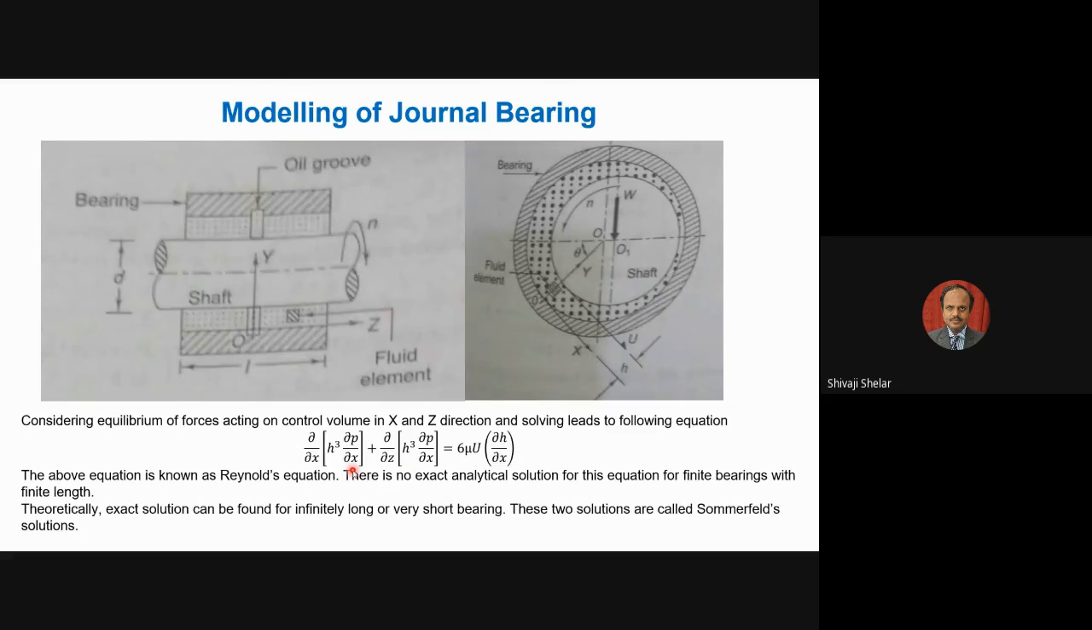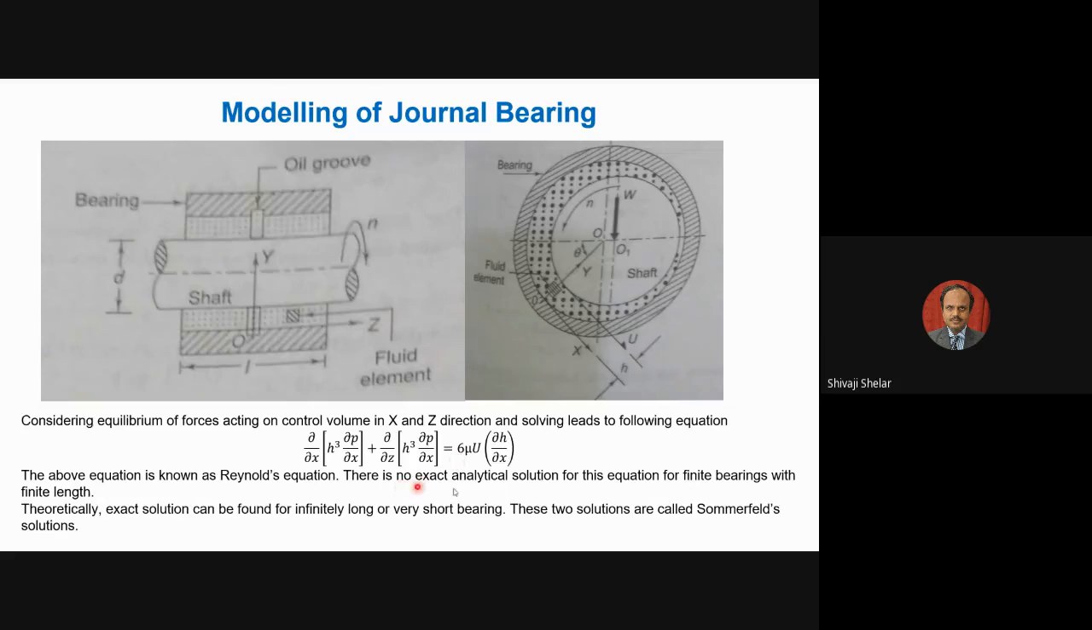The above equation is known as Reynolds equation, and there is no exact solution available. Exact analytical solution is not available to this equation. It is like this equation is unsolvable, but this equation can be made solvable by applying certain conditions. So there is no exact analytical solution for this equation for a finite bearing with finite length. If we take the bearing having a finite length and finite diameter, then you will not have an exact solution available. So how to proceed then?